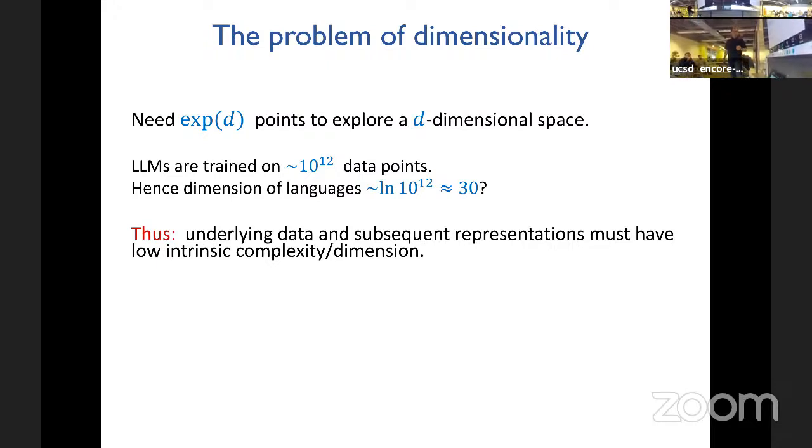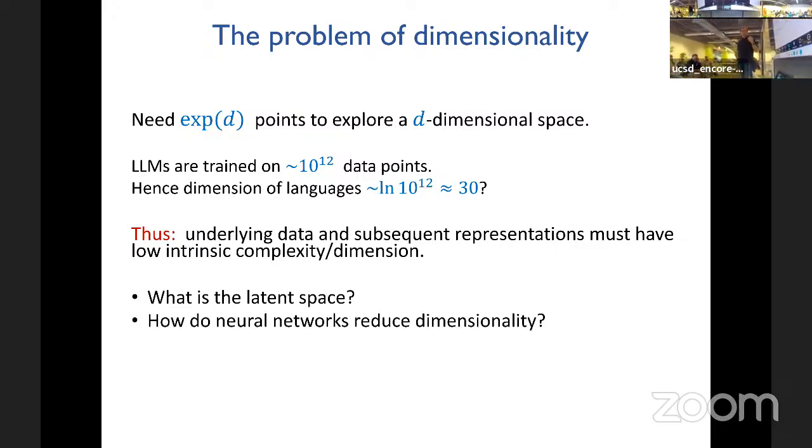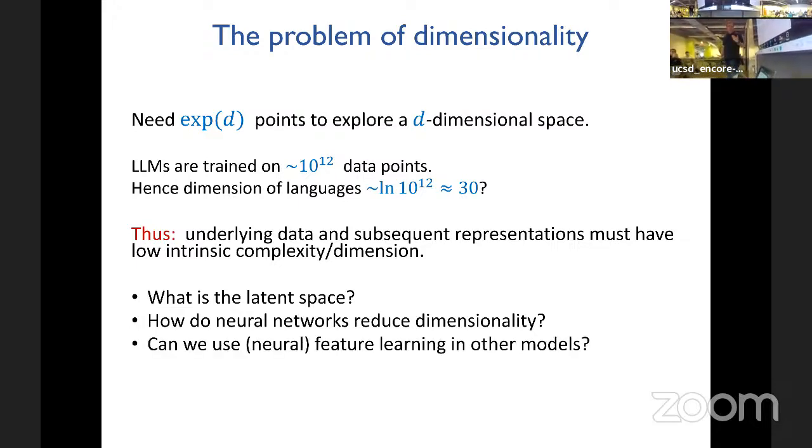So what does this imply? This means that the underlying data and subsequent representations, whatever the ways this data is represented in the model itself, in the parameters of the model, must actually have a very low intrinsic dimension. Somewhere that 30-dimensional space must exist. And this leads us directly to ask the following questions. First, what is this latent space? Where is this 30-dimensional space? How do neural networks reduce dimensionality? Where do they store this 30-dimensional space? And finally, can we somehow figure this out and do something better than the existing neural networks?